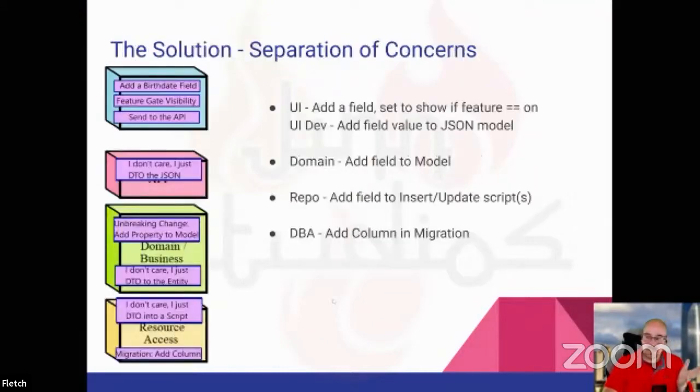So here's an example of splitting this thing up. Here's sort of the different parts, and some of these say, I don't care. Like the API: if you add a birth date to the user interface, the API doesn't care. When the user interface sends it to the API, it sends just JSON. The API just gets it.